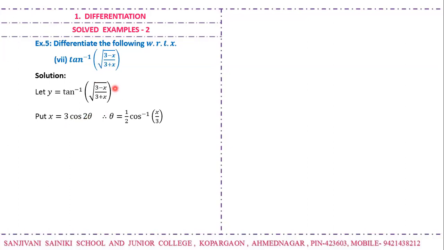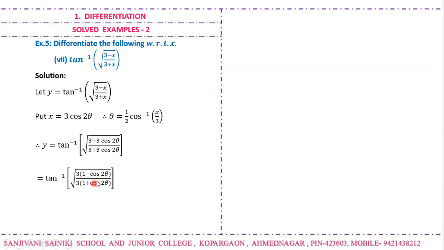Just go through the standard substitutions which are given in the last lecture. So here theta is equal to 1 upon 2 cos inverse of x by 3. So put x is equal to 3 cos 2 theta in the example. Take 3 common, they will cancel each other, and 1 minus cos 2 theta is 2 sin square theta. 1 plus cos 2 theta is 2 cos square theta. Again here 2 will get cancelled.